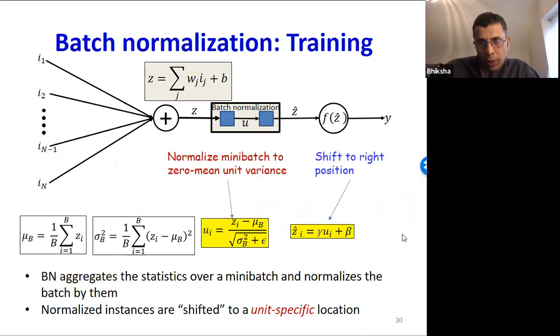So here are all the operations. First, we compute the mini batch mean, then we compute the variance, and then we use them to normalize the z values for all of the instances in the mini batch, which gives us the normalized value u. Keep this notation in mind. And then we scale and shift that u to give you the repositioned z value, z hat.